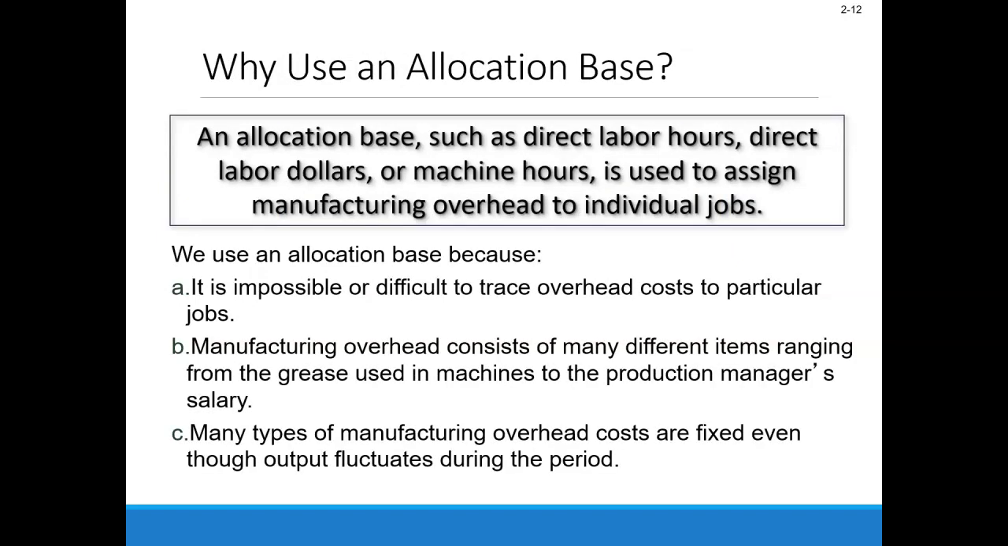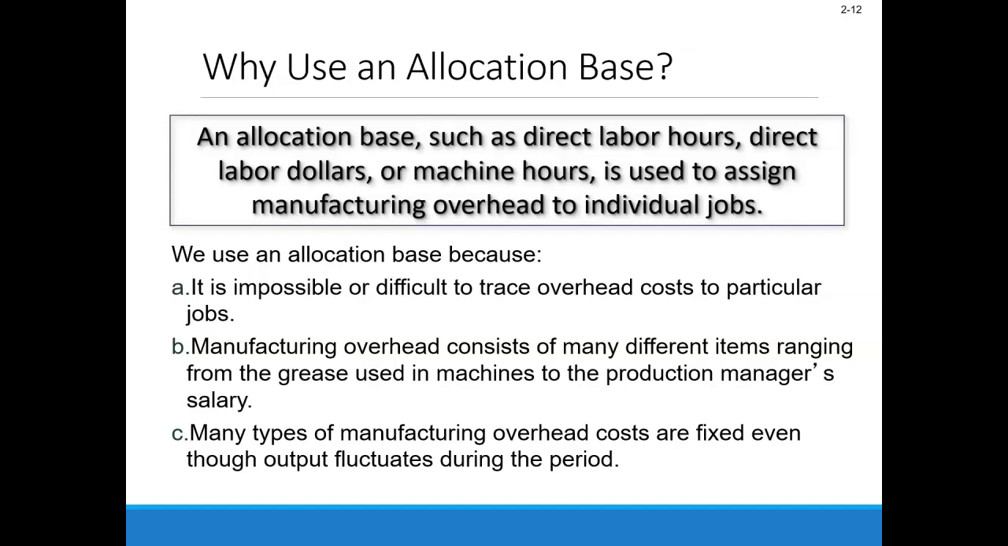How do we come up with a predetermined rate? We have to find some type of allocation. So for example, if it makes more sense to use direct hours associated with an automobile or maybe machine hours, we've got to come up with a manner in which we assign that overhead to specific jobs. Use an allocation base because it's impossible to trace overhead costs to particular jobs.